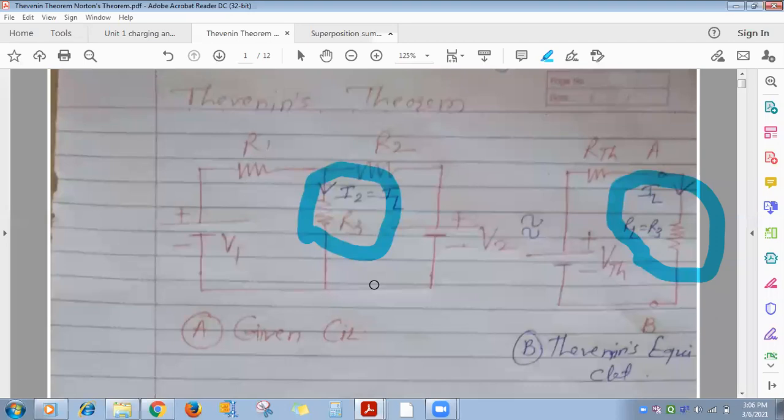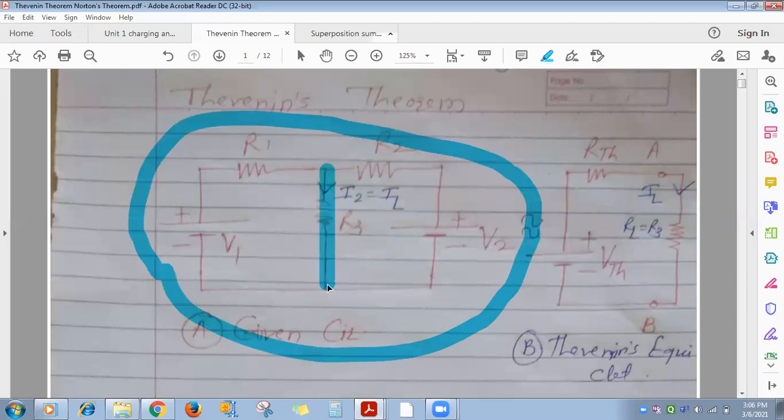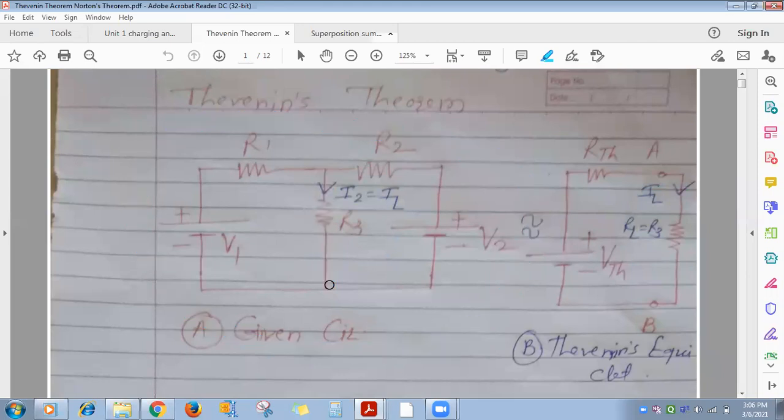Yes, ma'am. Can we go for numerical? Yes, ma'am. So Thevenin's theorem really works. Suppose this is the given circuit, and for this given circuit, if you apply Kirchhoff's law, if you apply superposition theorem, and if you apply Thevenin's theorem, then the value of current flowing through R3 by all these three methods will be same.